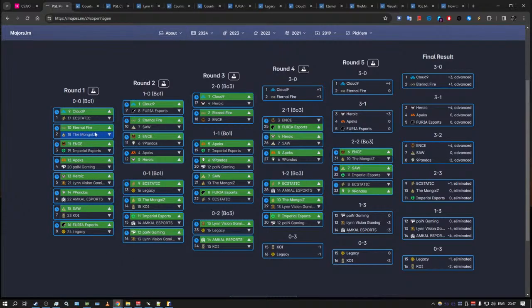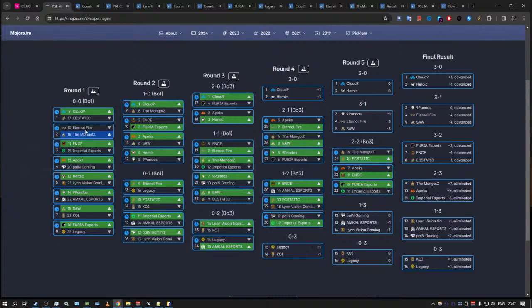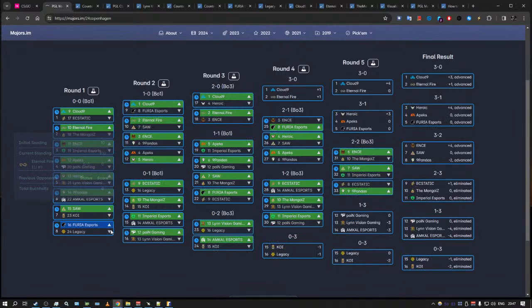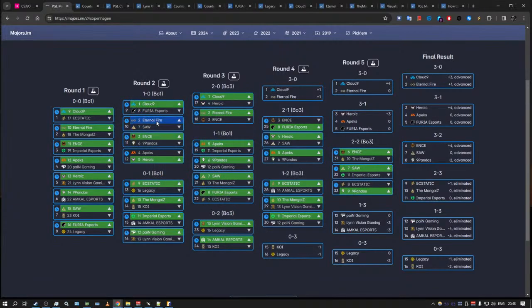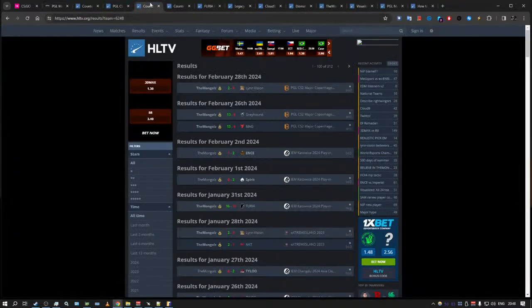In fact, I'm saying even in the first matchup, they can already screw everything up for everybody who, like me, is picking Eternal, because on paper Cloud9 and Eternal Fire, if everything goes essentially if favorites beat the lower seed, Cloud9, yeah, they will have to play against Furia. That could be a slip up, but yeah, Eternal Fire actually has a good chance to go through. But so do Ants. Imperial, I don't think Imperial will be a big problem for Ants.